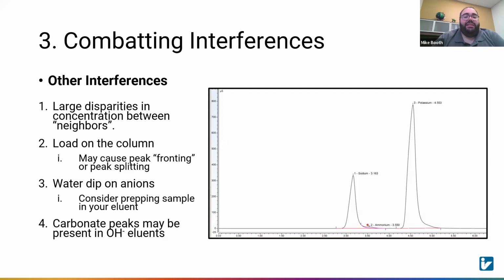And lastly, you may see carbonate peaks in your hydroxide eluents. This is something you can correct for by plumbing in a trap column into your IC, or something that we did in the past was keep the hydroxide eluent under nitrogen to prevent that carbonate from forming. That works as well.